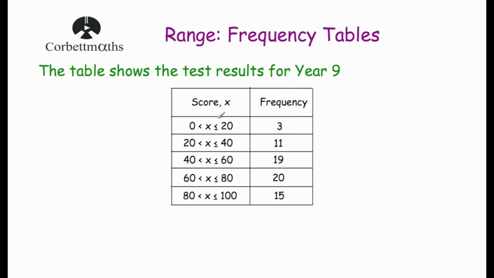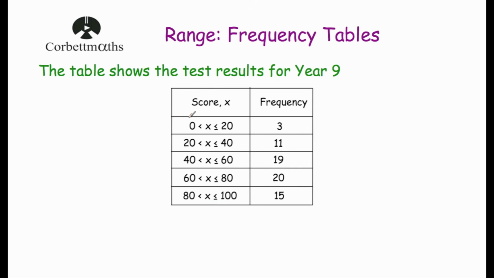It could even be a decimal number, we don't know. You know, it could be 17.7, we don't know. 3 people scored more than 0 but less than or equal to 20. 11 people scored more than 20 but less than or equal to 40. 19 people scored more than 40 but less than or equal to 60. 20 people scored more than 60 and less than or equal to 80. And 15 people scored more than 80 but less than or equal to 100.